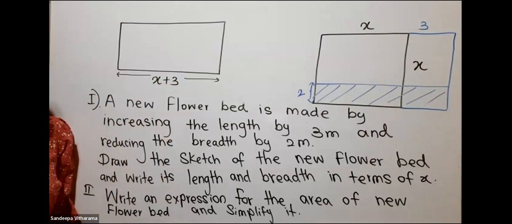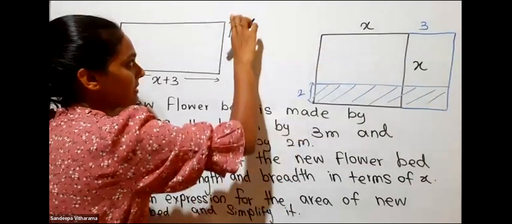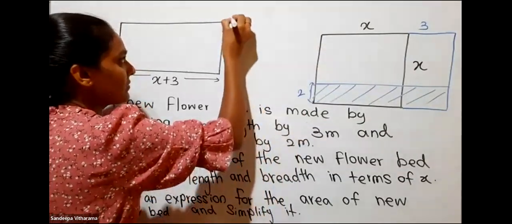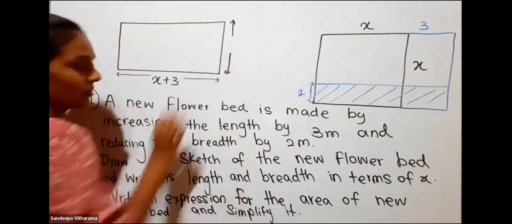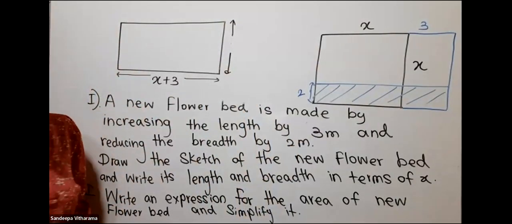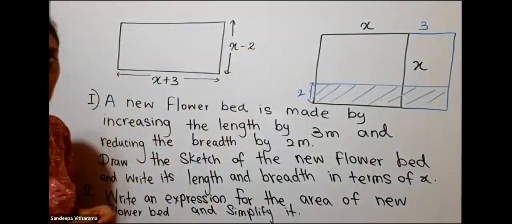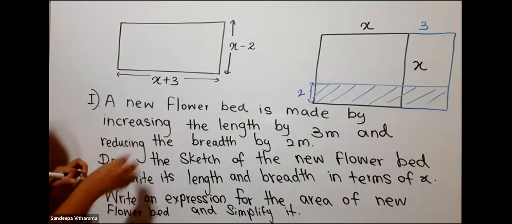Okay. Then what is the breadth? It was x meters and 2 meters was reduced. If so, what is the new breadth? Yes, it is x subtract 2, or x minus 2. It was x.